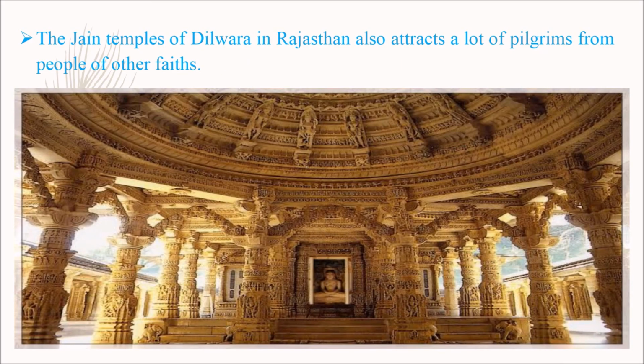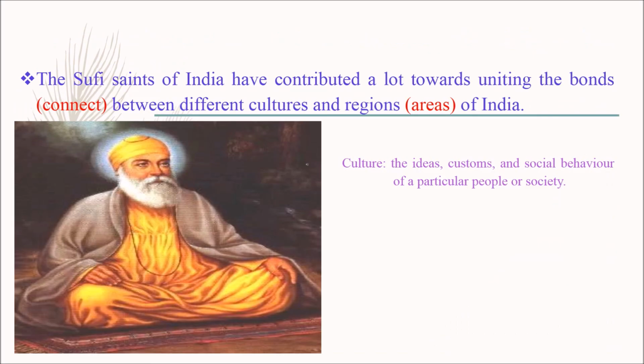The Jain temples of Dilwara in Rajasthan also attract a lot of pilgrims from people of other faiths. Here we can see the picture of Dilwara temple in Rajasthan. The Sufi saints of India have contributed a lot towards uniting the bonds. Here, bonds means connections between different cultures and regions of India. Here, culture means the ideas, customs, and social behavior of a particular people or society. Regions means areas.